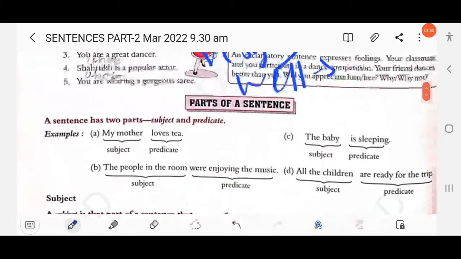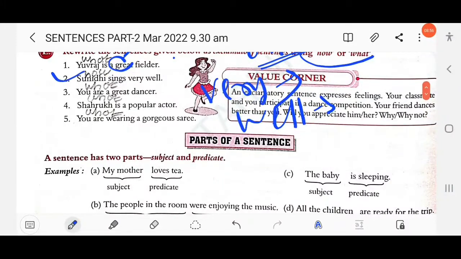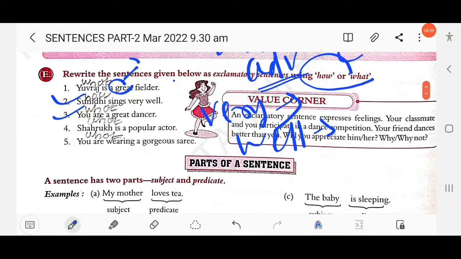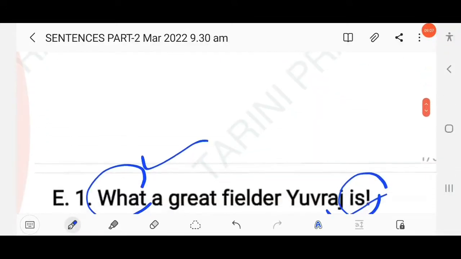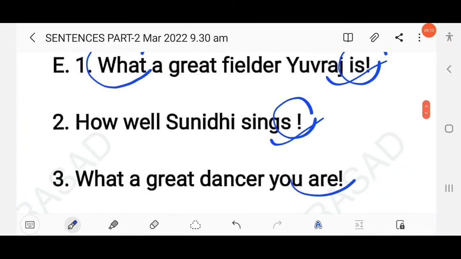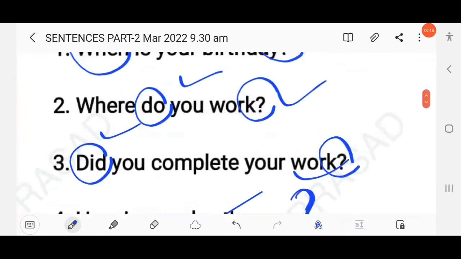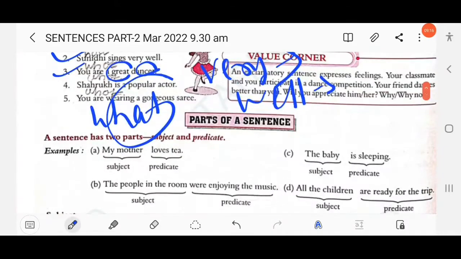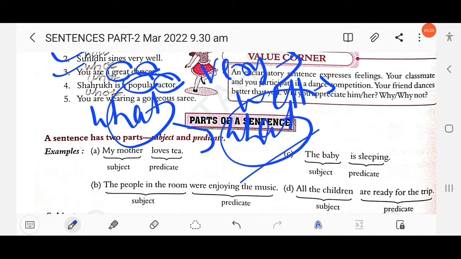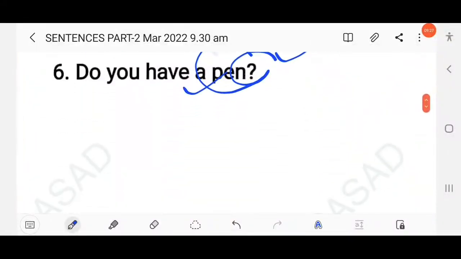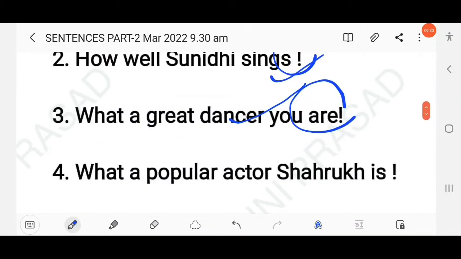Then next here, you are a great dancer. There is an adjective plus noun. So you have to use what: What a great dancer you are, okay. Then next here, Shahrukh Khan is a popular actor. Similarly here popular is an adjective and actor is a noun. So you need to use what, not how: What a popular actor Shahrukh is, clear.